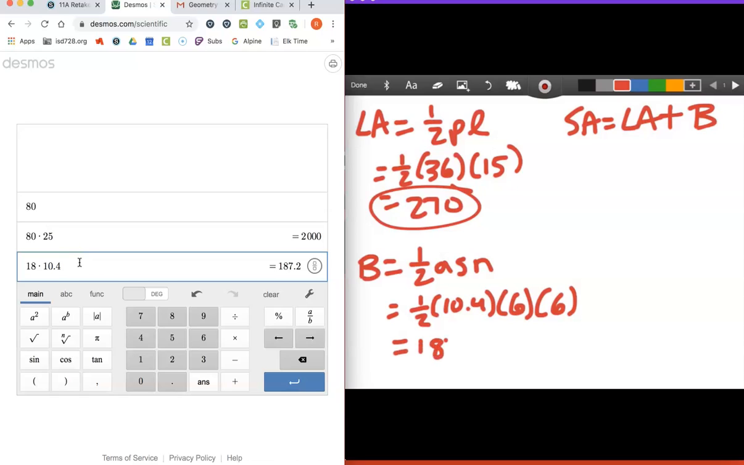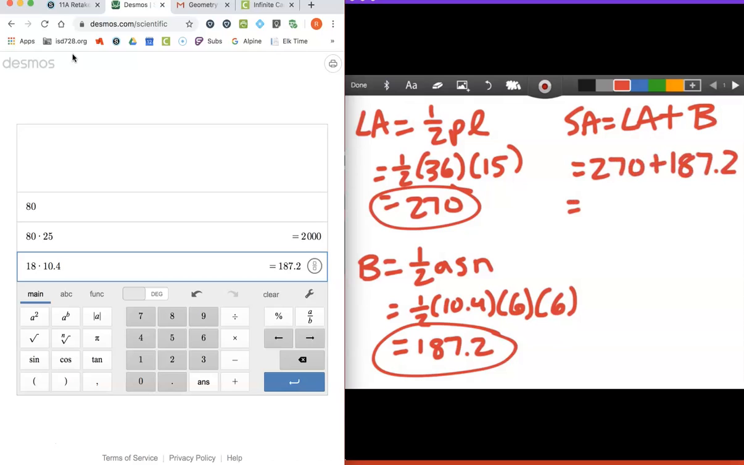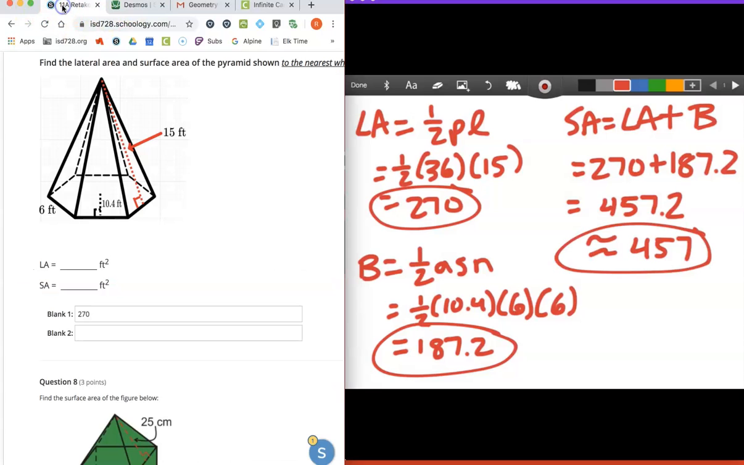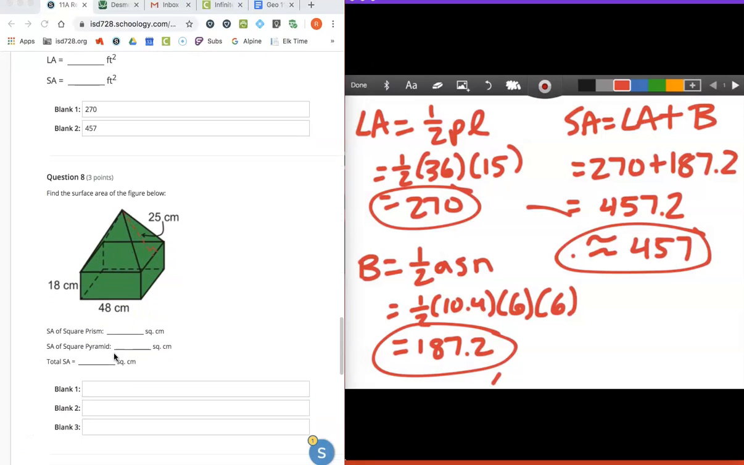That's 187.2. We're going to add those two things together. We have 270 plus 187.2. Okay, when you do that, looks like we get 457.2. They want to round that to the nearest whole number, and that would be rounding down in this situation. So 457 would be our answer for the surface area of the hexagonal pyramid. So now we're looking at finding the surface area of kind of two shapes in one.